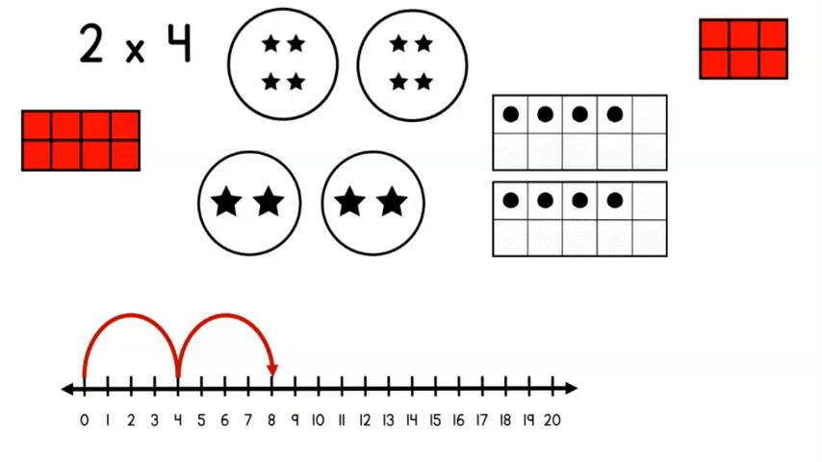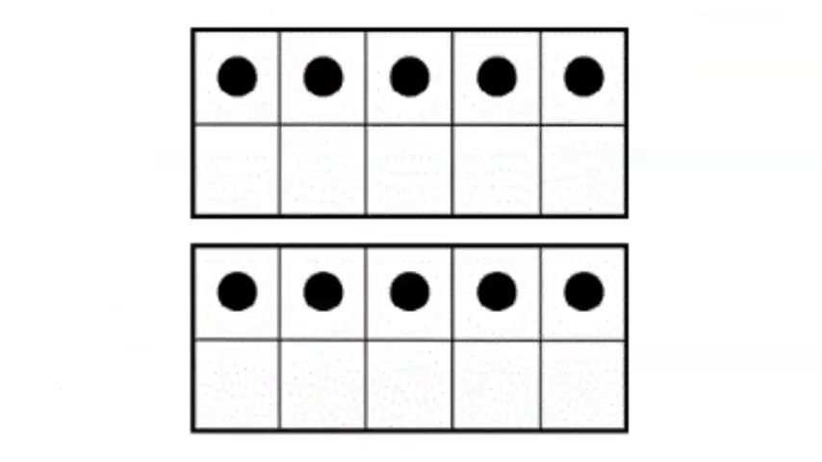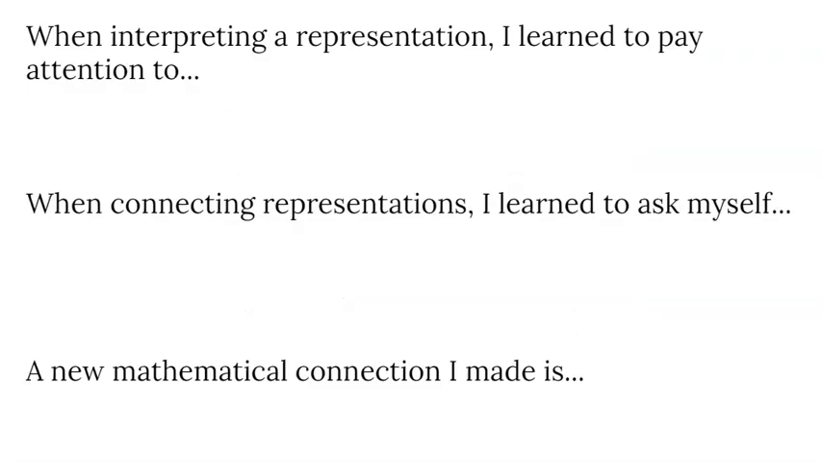After some conversation around the ones that are connected, we will then move on to something like this. I want you to look at these 10 frames and draw one other representation that relates to this. Once students have done this, they can do a gallery walk. Have them share their responses. Ask questions to deepen their conversation. Last, have the students reflect on their thinking using sentence stems like these.